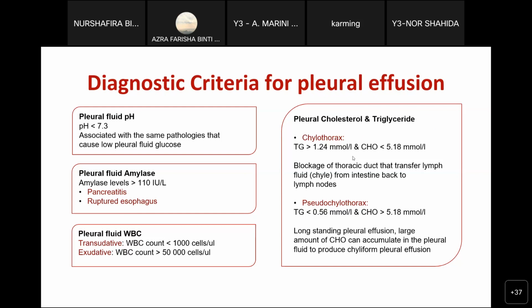It is due to blockage of the thoracic duct that transfers lymph fluid from the intestine back to the lymph node. The other condition is pseudochylothorax. It is a condition where the triglyceride is less than 0.056 millimole per liter and cholesterol is more than 5.18 millimole per liter. It is caused by long-standing pleural effusion, where a large amount of cholesterol can accumulate in pleural fluid to produce cholesterol pleural effusion.